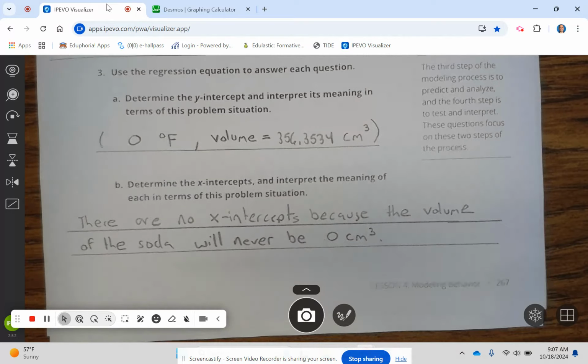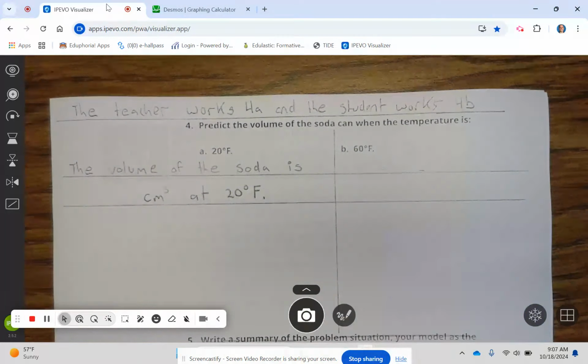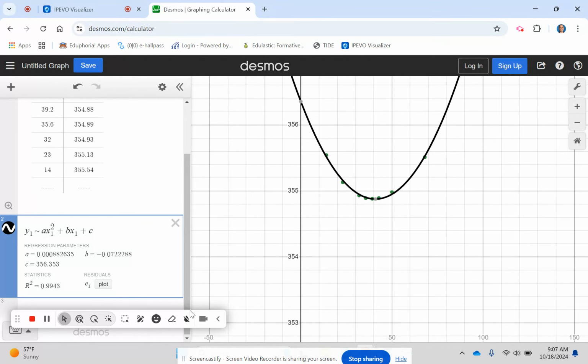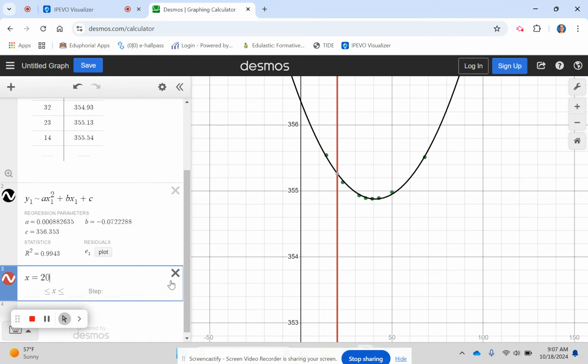All right, let's take a look at the next page. The teacher works for A and the student works for B. 4. Predict the volume of the soda can when the temperature is A, 20 degrees Fahrenheit. So to do that, all I have to do is graph x equals 20, and the corresponding volume is 0.2619 centimeters cubed.